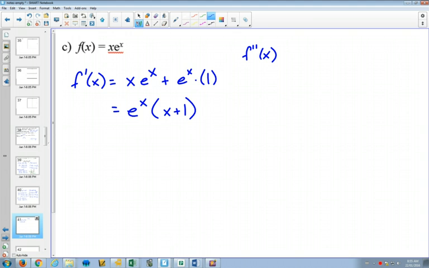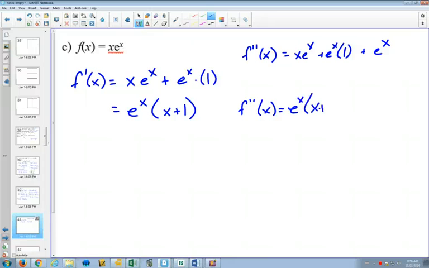Now for your second derivative, you could find it with either form. If I used the first form, can you see that I have the same derivative again? This x e to the x, when I do the derivative of that, I'm going to get that exact same thing again, plus the derivative of our second one here, it's going to be that again. If I used my factored form, well, I would have the derivative of that plus that.